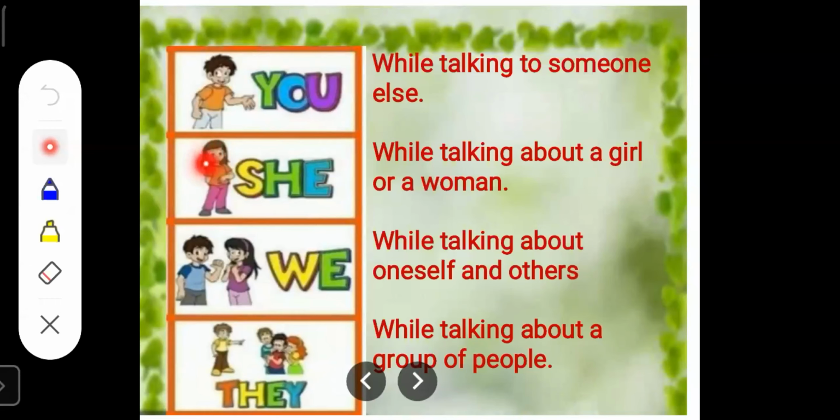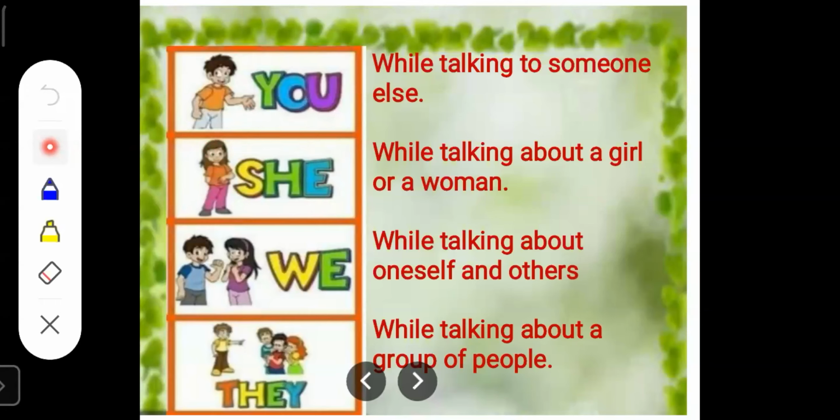For example, Pooja is a girl. The second sentence will be, she is a good girl. Instead of writing the name of Pooja again in the second sentence, I can write, she is a good girl. So when we are talking about a girl or a woman, we use the subject pronoun she.